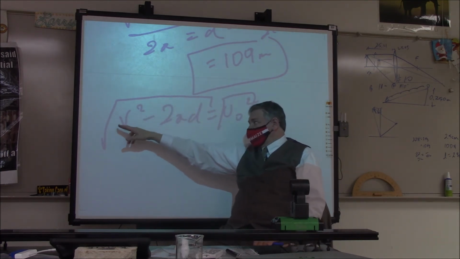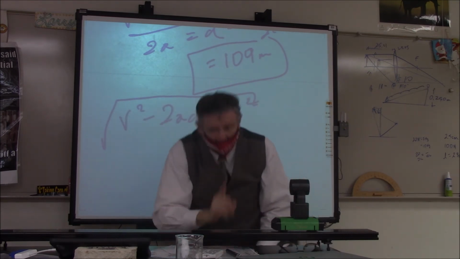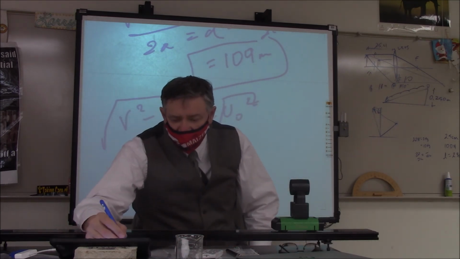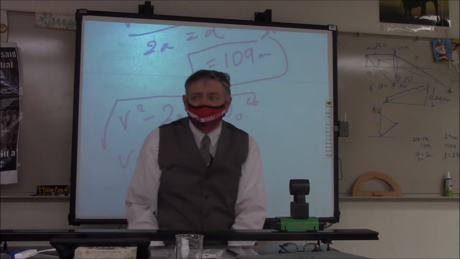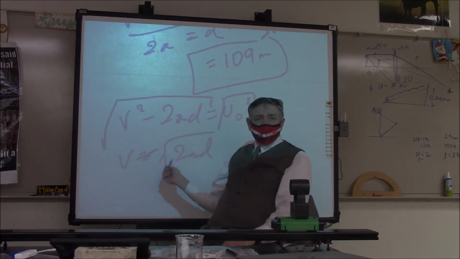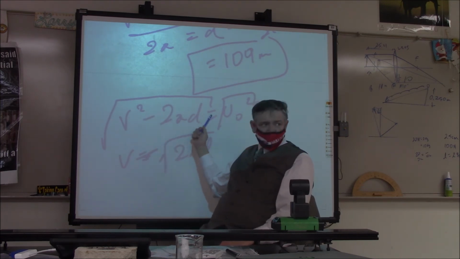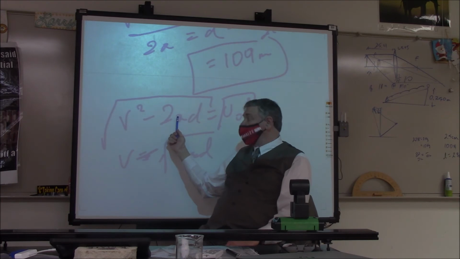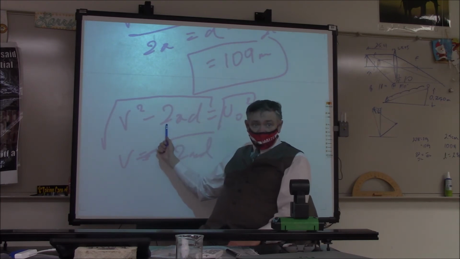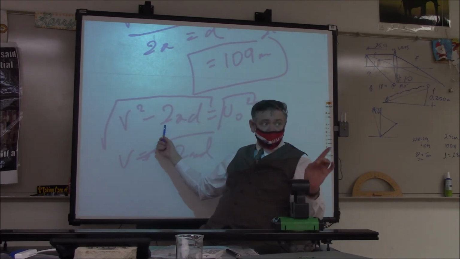You cannot, do not go, oh, the square root of v squared is v minus, and I'm going to have v minus the square root of 2ad. Do not do this. You have to keep everything underneath this radical, and then take the square root of it, okay? So be very cognizant of that, okay?